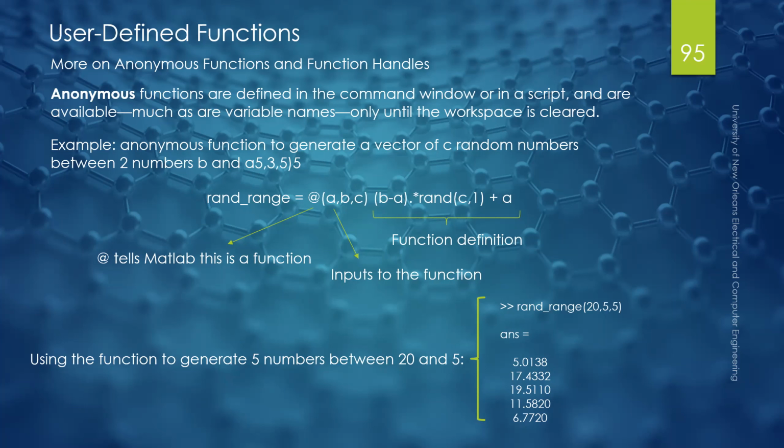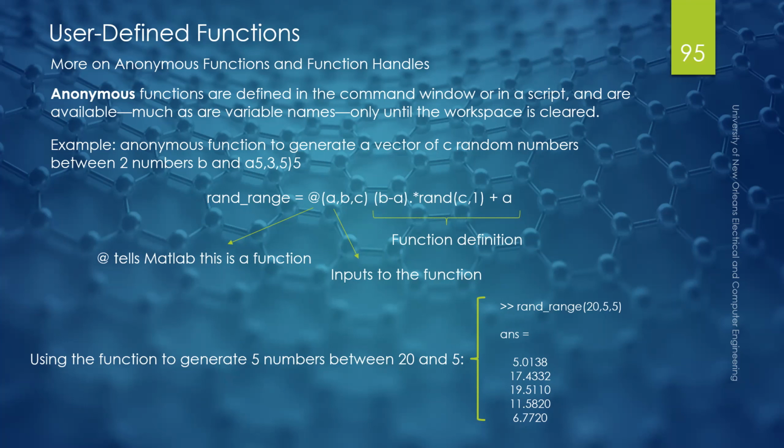If you look at the function definition here, B is one end of the set that we want, A is the other end of the set. So we want to generate numbers between A and B, and we want to generate a number C of those numbers. So C is the number of random numbers we want to generate between A and B. Again, we've done this before. But now I want to use this in the context of an anonymous function, and you'll see how it can be useful that way.